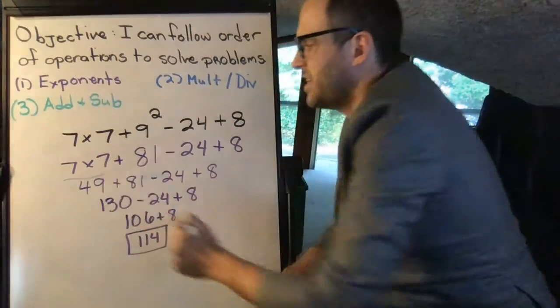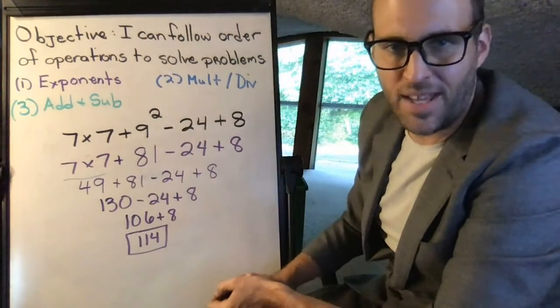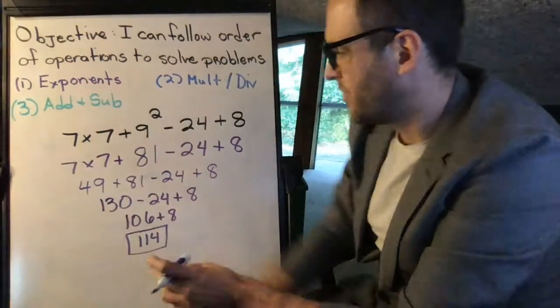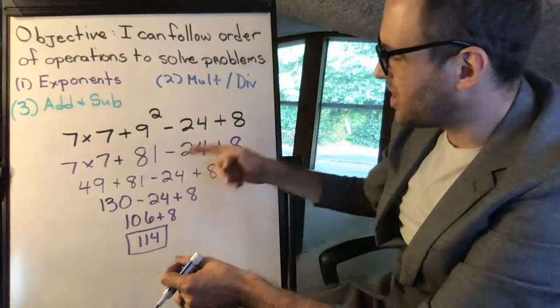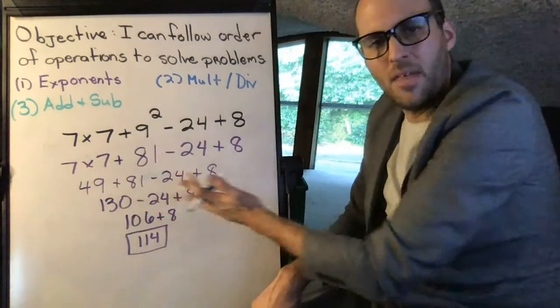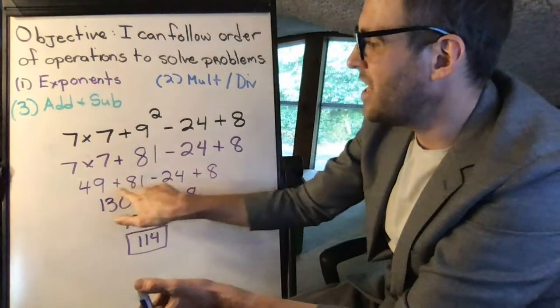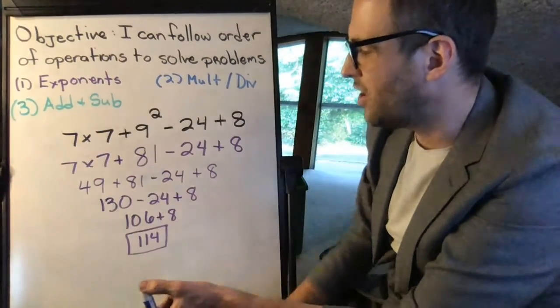Next step is the 7 times 7. It's the only multiplication or division in the problem. So you get a 49 right there. We now have an addition, a subtraction, and addition. You have to go from left to right. So that means you start with addition. 49 plus 81 was 130.